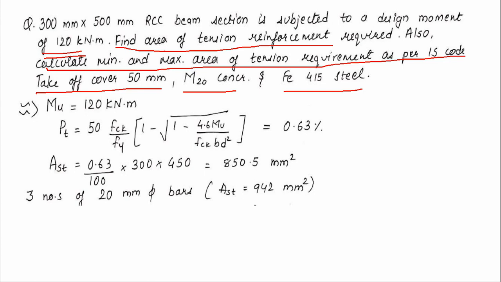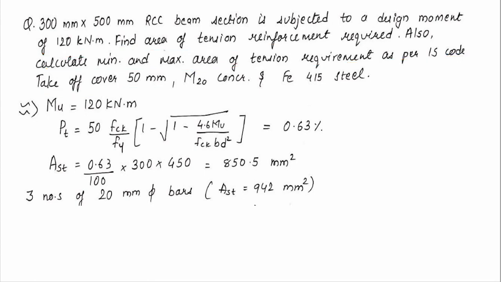So we'll start with our data. The width of beam is given as 300 mm, that is small b, and it is mentioned that 500 mm beam is given, but keep in mind it is not mentioned as effective depth. It is only given as 500 mm depth. So it means that overall depth, that is capital D, is mentioned in the question. So the capital D is given as 500.